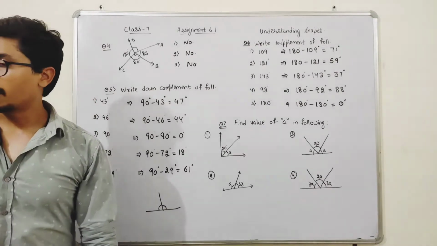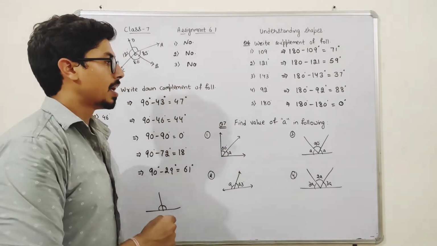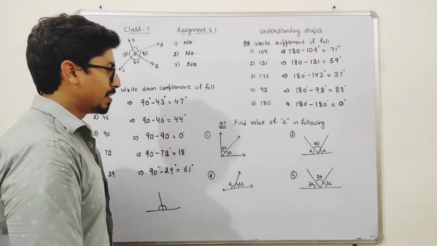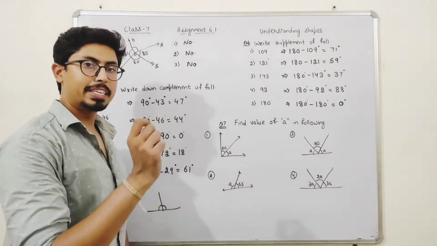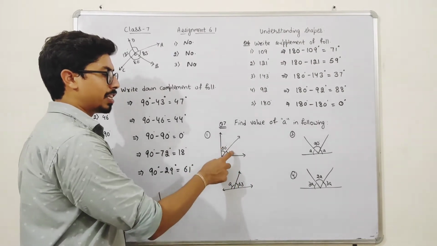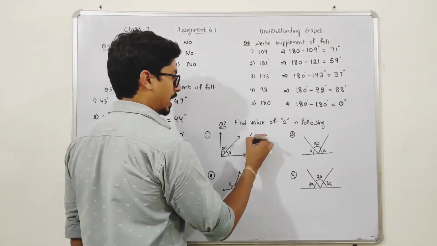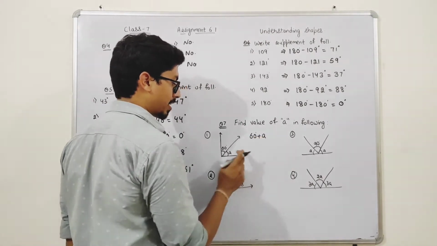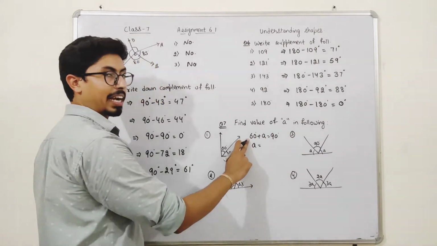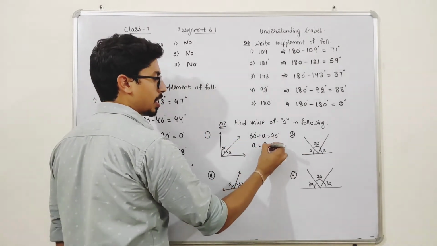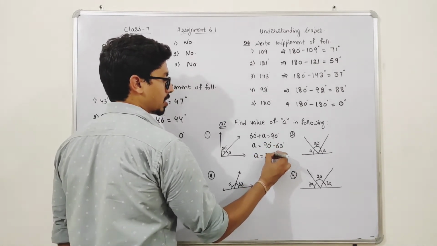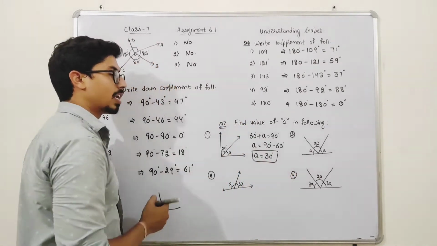Now students, in the next question, that is question number 7, I have to find out the value of A in these particular 4 parts. Students, if you just see, this angle is 90 degree, so the sum of these two will be 90. So 60 degree plus angle A is 90 degree. 60 degree is an addition. When it goes here, it will be subtraction. So 90 degree minus 60 degree. So angle A will be 30 degree.